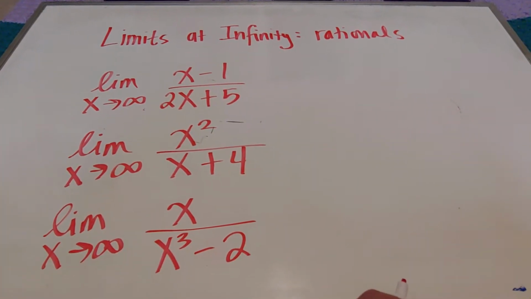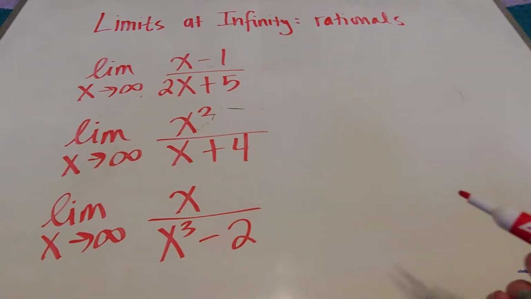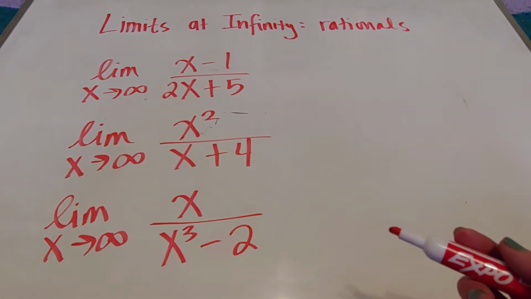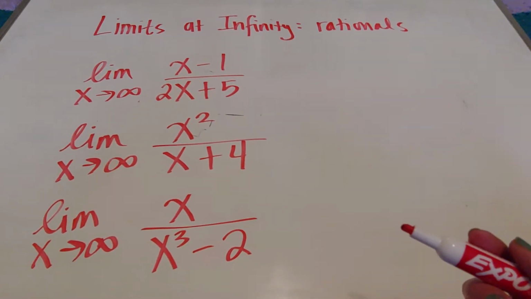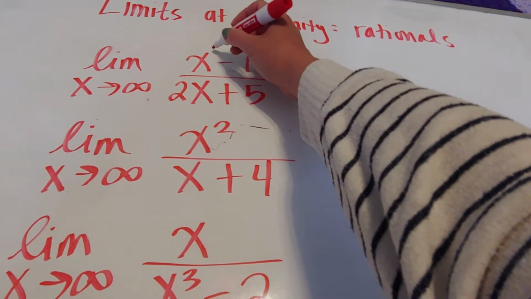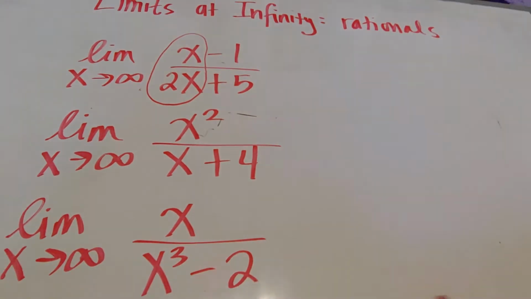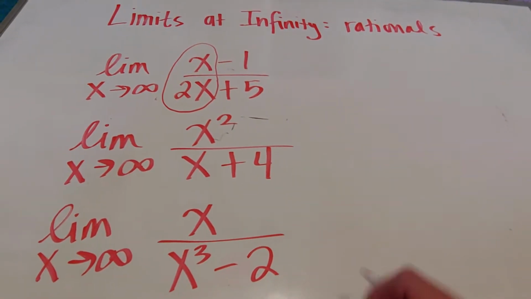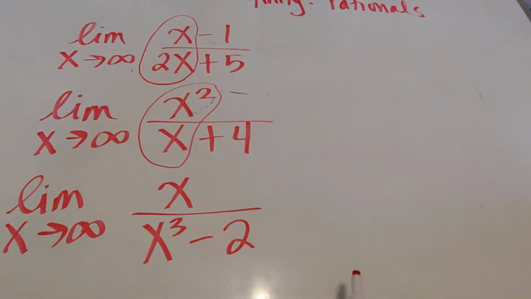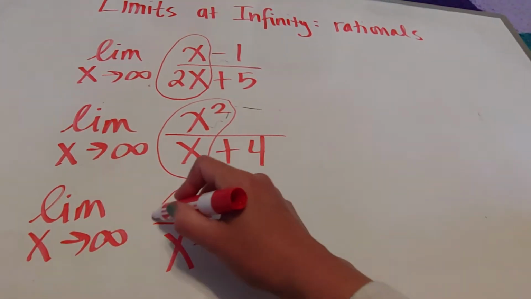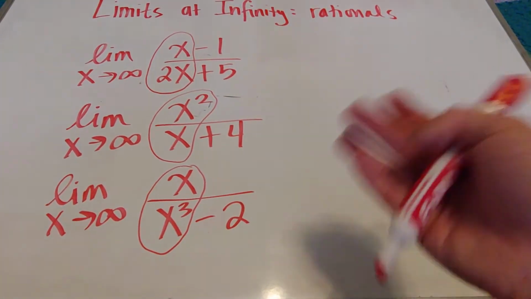But what you want to do when you're given rational functions with limits going to infinity is look at the degrees of the top and the bottom as they relate to each other. Remember, degree means biggest exponent. So here, the biggest exponent is x to the first. This would be comparing the degrees of the first rational function. This one is x squared over x. And this one is x over x cubed. As you can see, I have 3 very different examples.